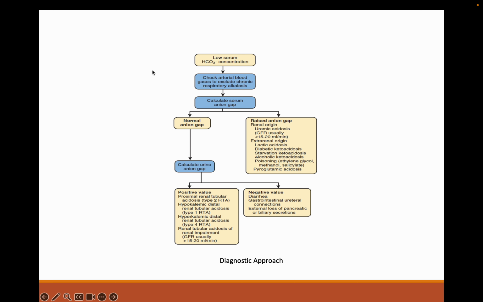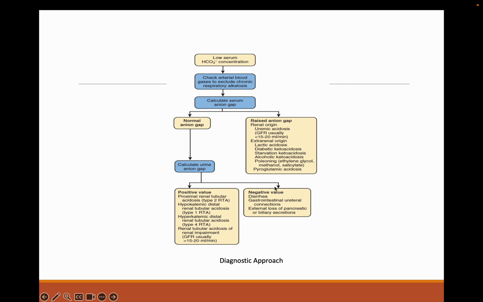So coming to the approach: if there is low bicarbonate, check ABG to exclude any chronic respiratory alkalosis which is causing compensatory metabolic acidosis. Then calculate the anion gap. If it is a normal anion gap, these are the causes. Check the urine anion gap. If the urine anion gap is positive, you look for RTA mainly.